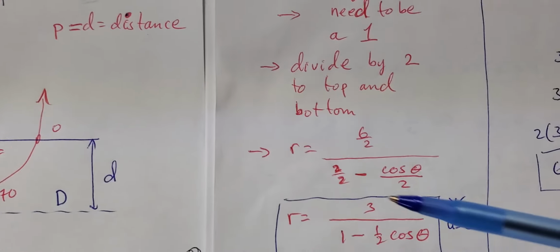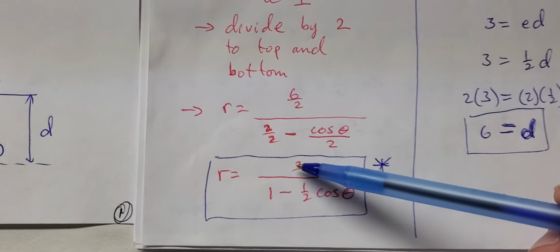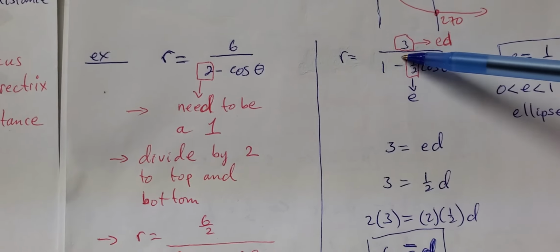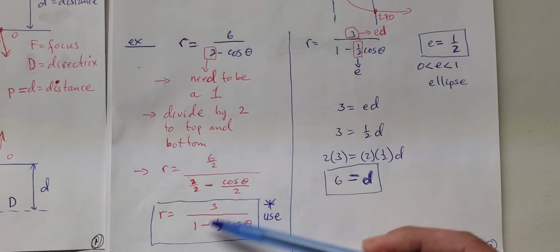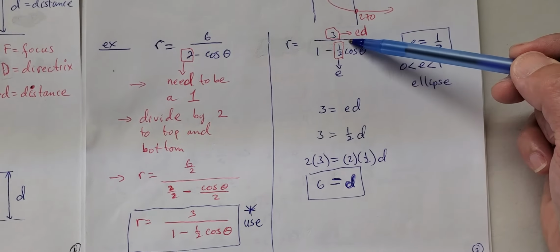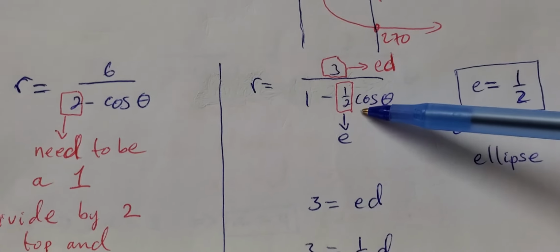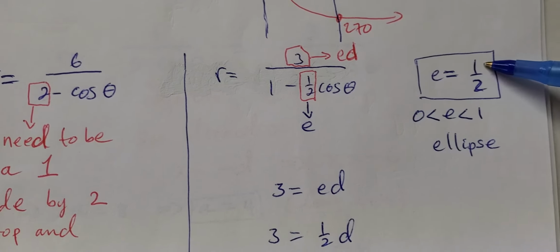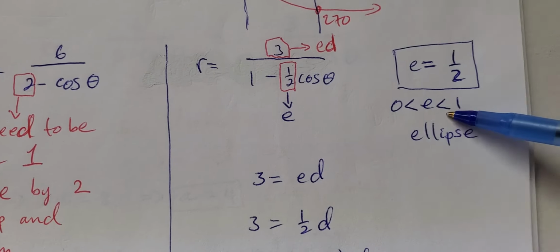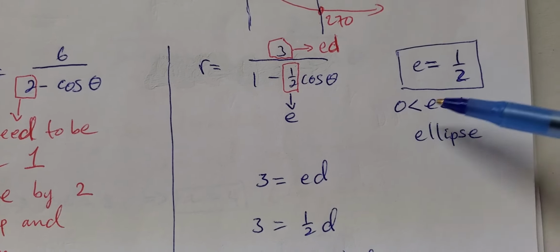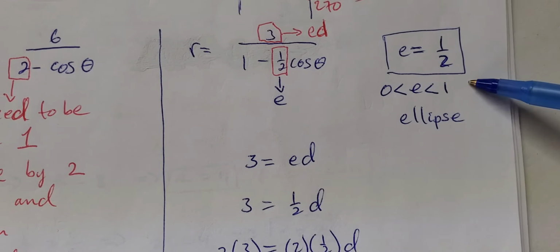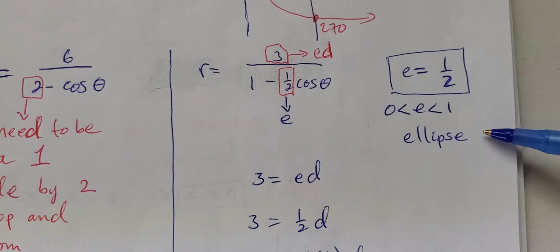So according to this, I'm going to bring this equation up here. So let's find out what E is. E is 1 over 2. According to our eccentricity, it is between 0 and 1 because a half is between 0 and 1. So this right here is an ellipse.